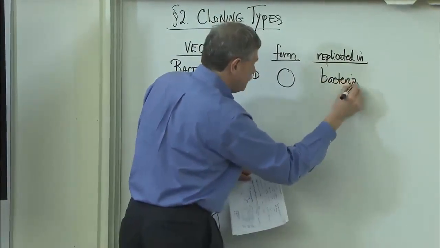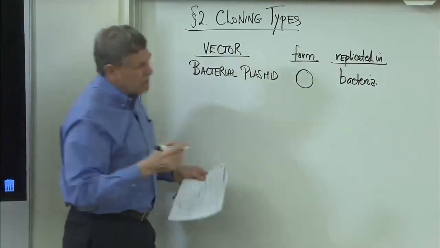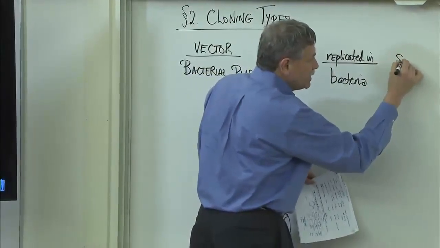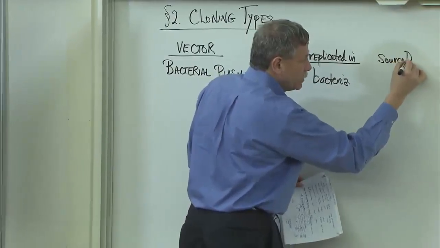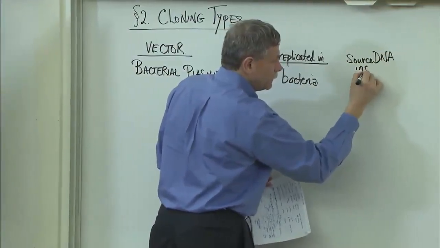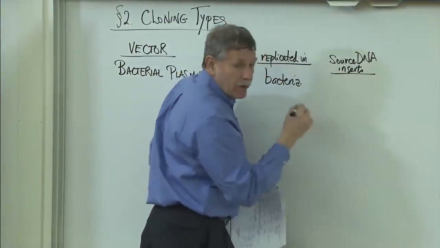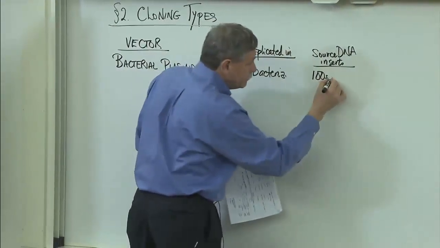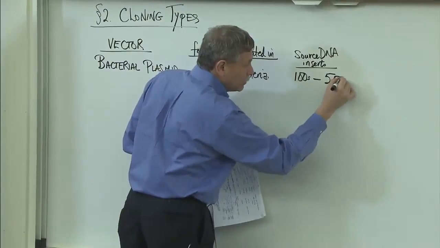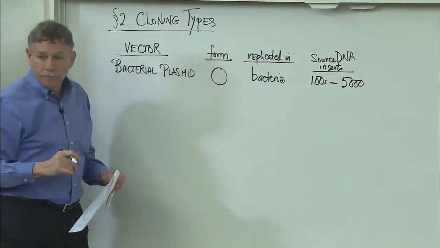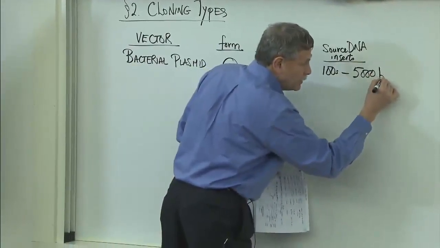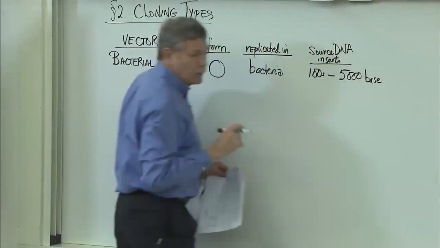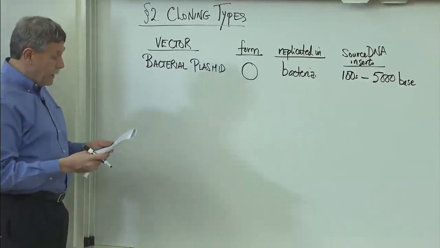And in these plasmids, you can carry source DNA inserts of anywhere from hundreds of nucleotides long to 5,000 or more nucleotides long. I say bases. We either speak of how long it is in nucleotides or bases. We mean the same thing here.